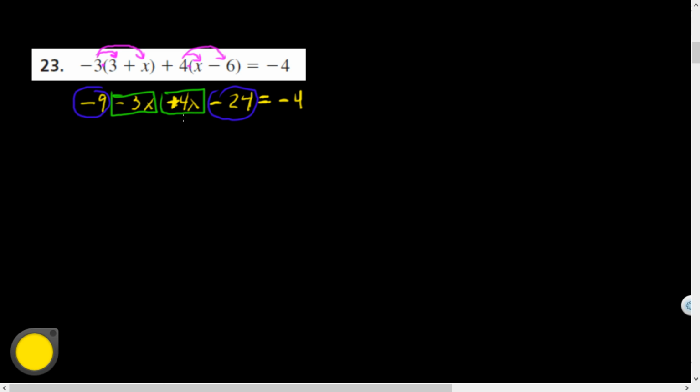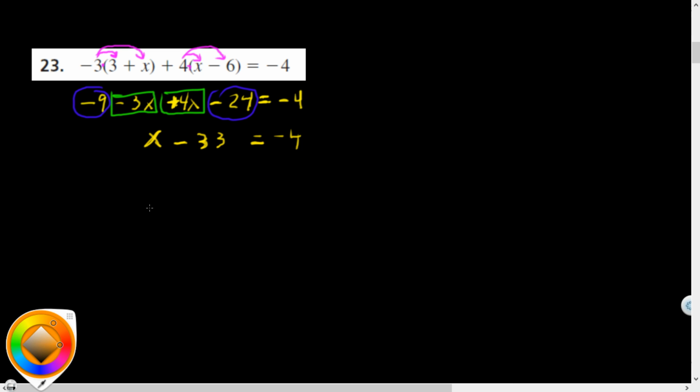Let's see, negative 3x plus 4x is how many x's? 4 minus 3 is just 1x, right? Which you can write the 1 there, but even if you don't, it's assumed that there's an invisible 1 in front of the x. And let's see, negative 9 and negative 24 is becoming more negative, so I think that's negative 33 equals negative 4.